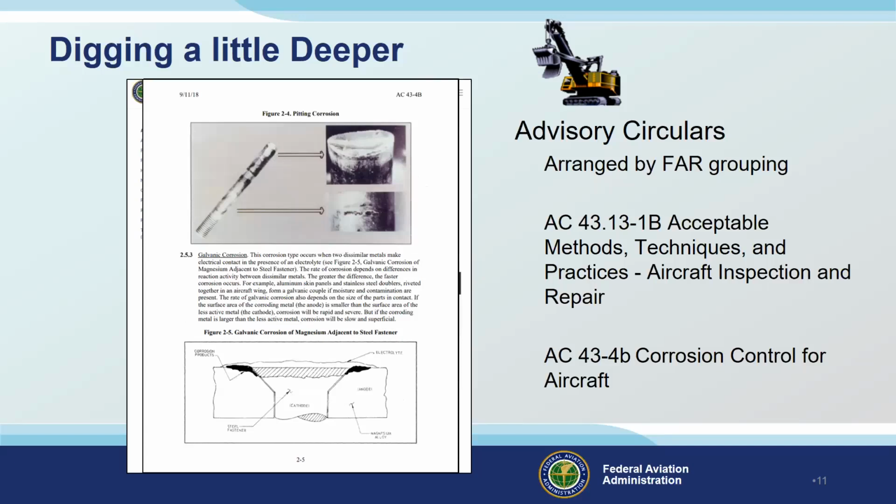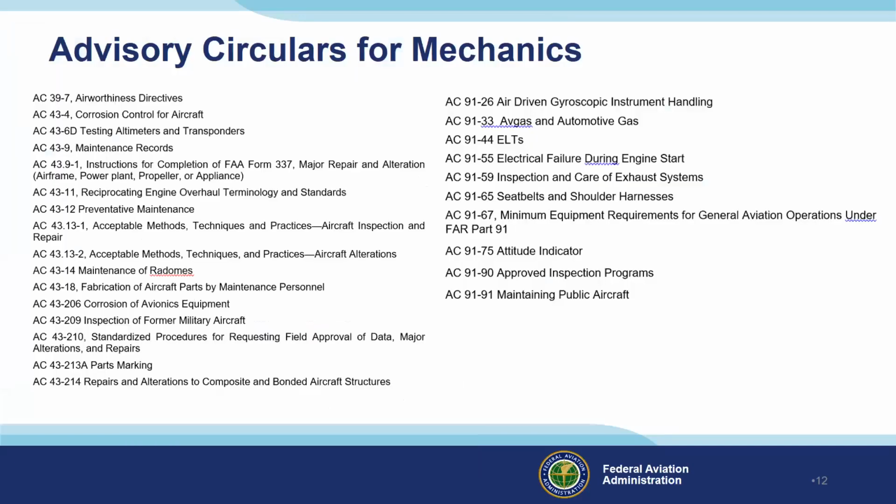Here's another one on corrosion control. This might be a good screen to take a picture of. I just went through and tried to find the main advisory circulars for mechanics. And this certainly is not a complete list, but if you're ever wondering if there's an AC for a particular topic, this might help you.